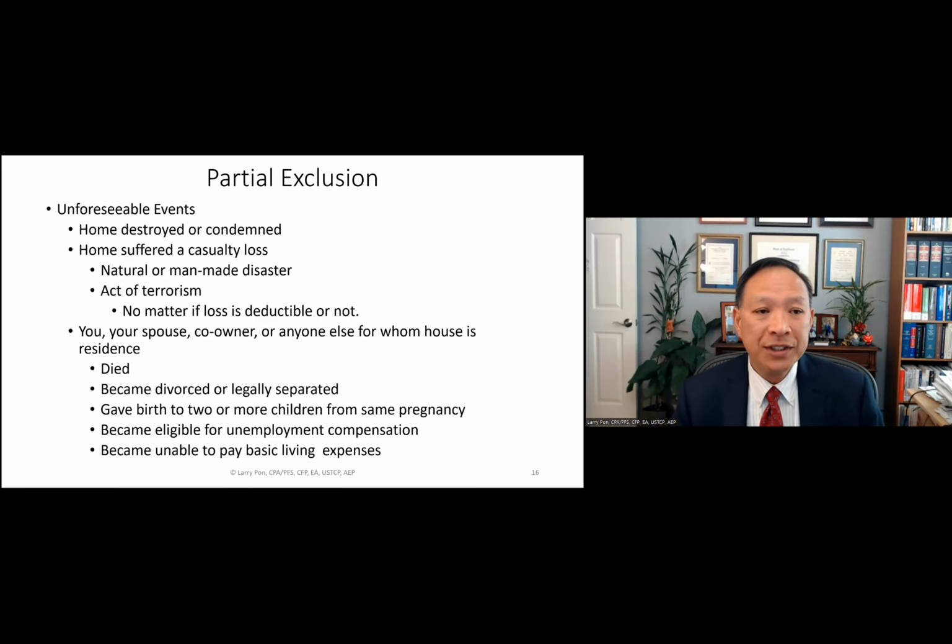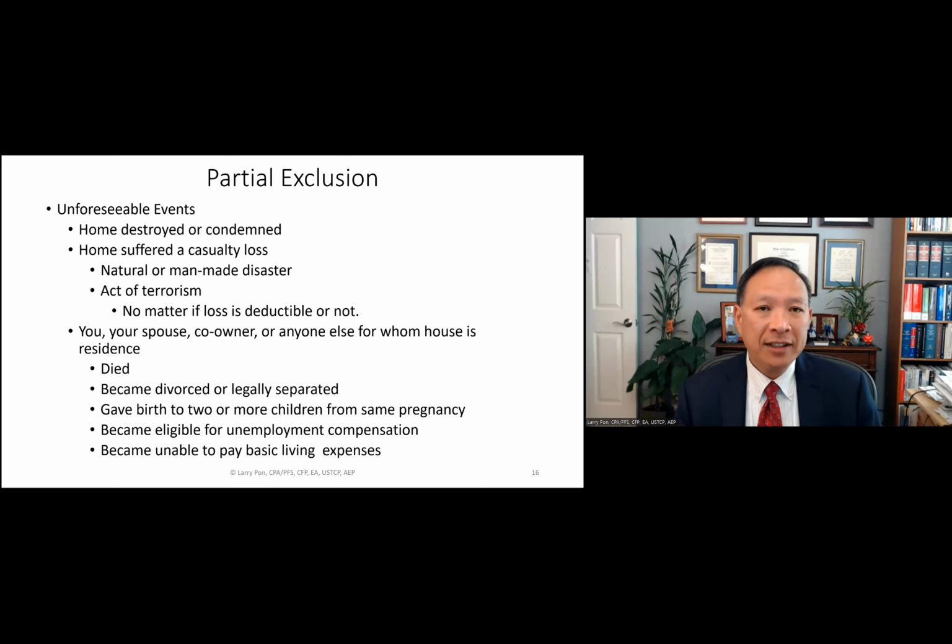Or you have unforeseeable events. The home was destroyed, it was condemned, or you suffered a casualty loss. It could be man-made, it could be natural, or an act of terrorism. But it doesn't matter if the loss is deductible or not.